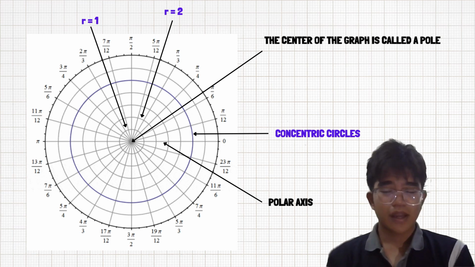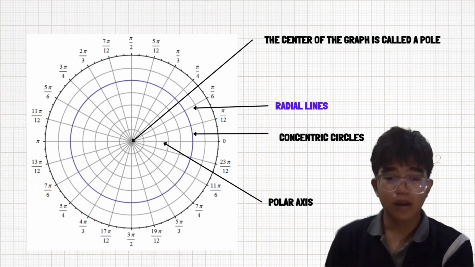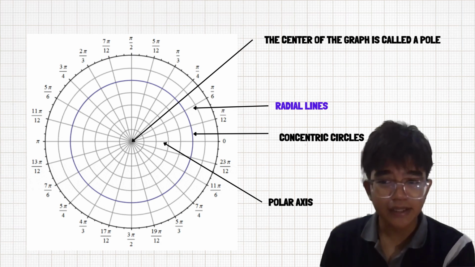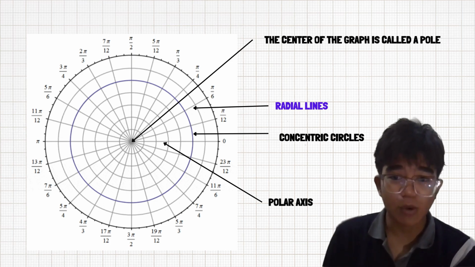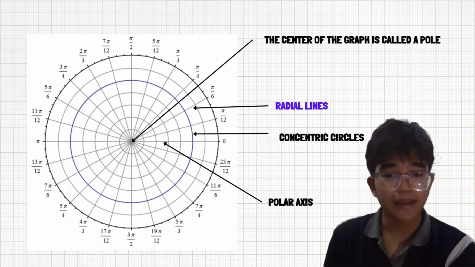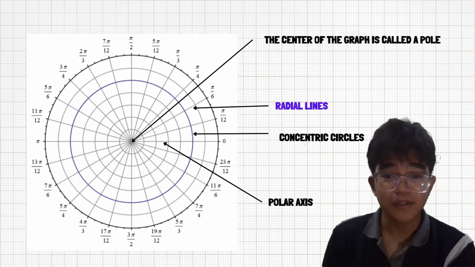Concentric circles. Each circle represents a constant radius. As you've noticed in the graph, the innermost circle is r equal to 1, or radius is equal to 1. The next is r equal to 2, and so on. Radial lines. The straight lines radiating from the center represent different angles, usually labeled in radians or degrees, but usually in radians, like pi over 12, pi over 6, and so on.